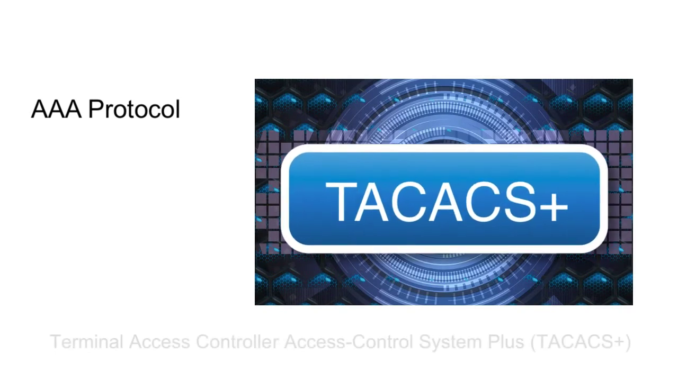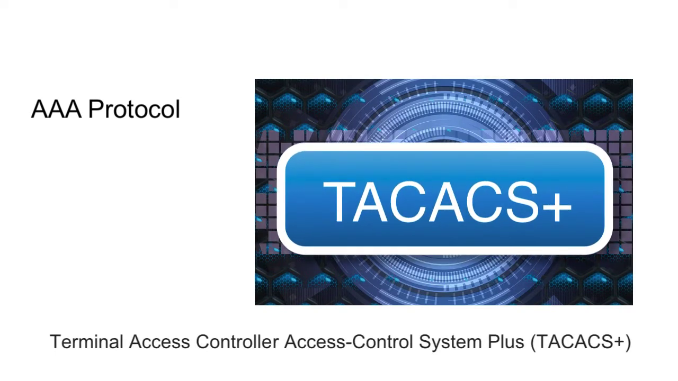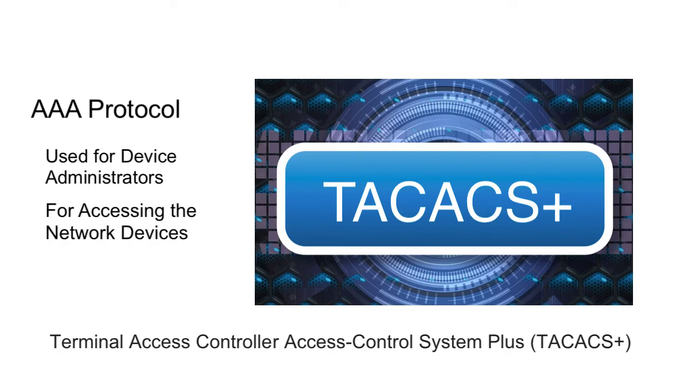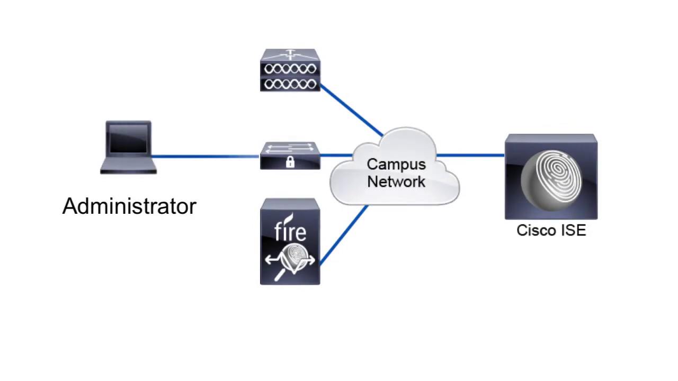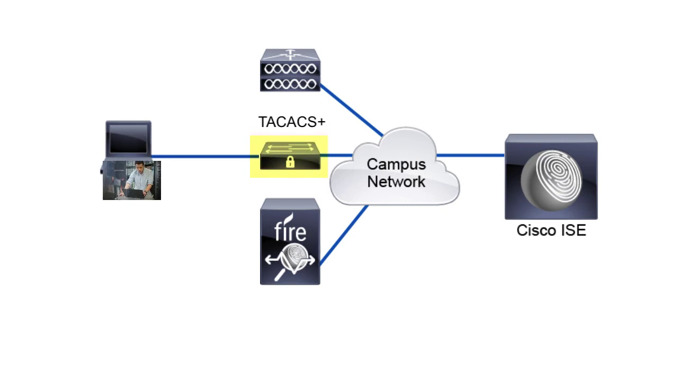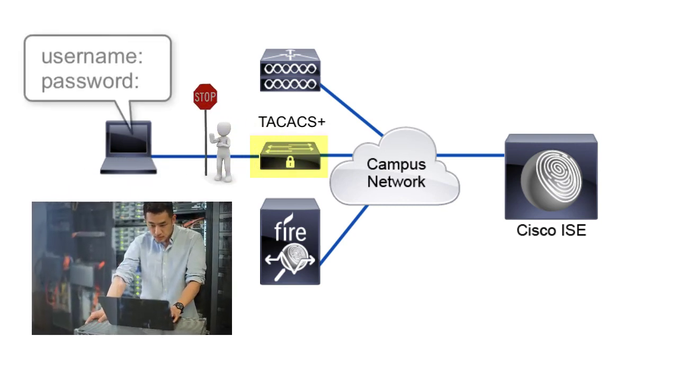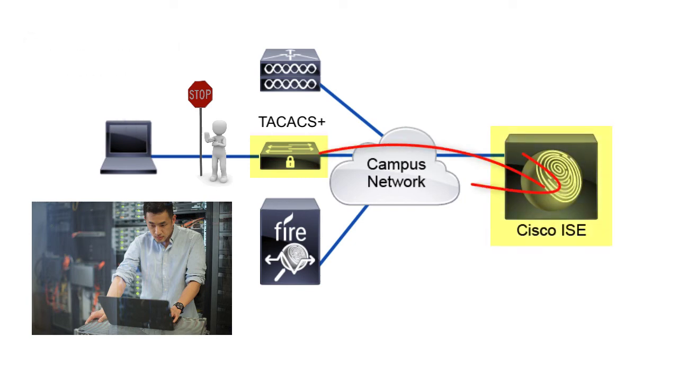Moving on, the second AAA protocol supported by Cisco ISE is TACACS+, which is typically used for device administrators who must access network devices. When connecting to a network device, the administrator can use SSH, Telnet, HTTP, HTTPS, or a direct serial port connection. When a network device is configured for TACACS+, a username and password is requested. The device queries the Cisco ISE server with the credentials provided, which in turn references an internal or external database to authenticate the device administrator.